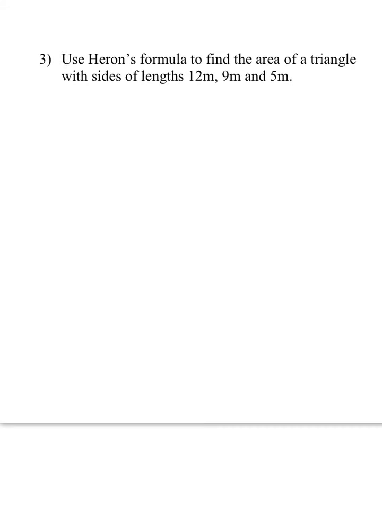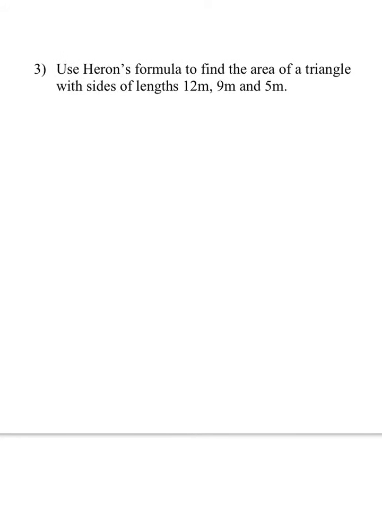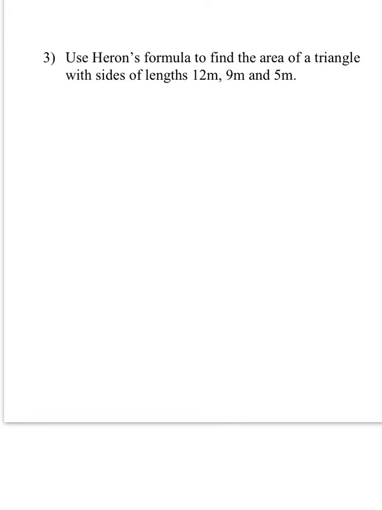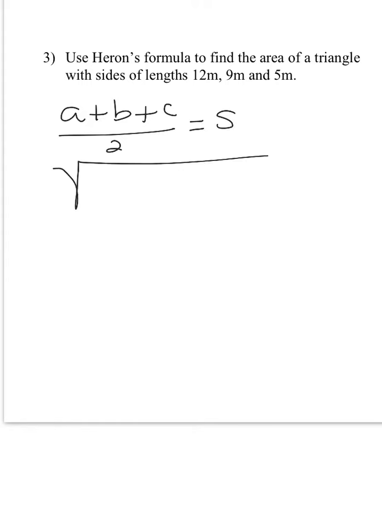And number 3, we're using Heron's formula, and Heron's formula has two parts. The first part is A plus B plus C divided by 2. That gives us this value S, and then we're going to plug S into our formula. S times S minus A times S minus B times S minus C.